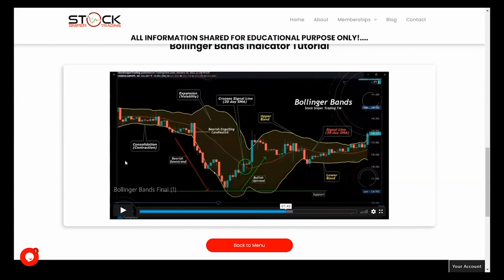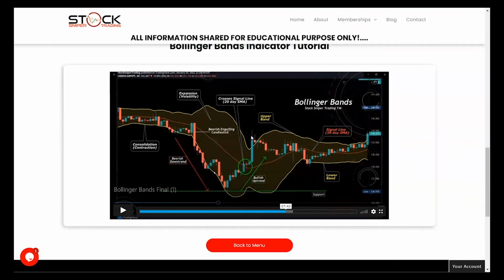Okay, so again, we have consolidation, contraction, you see it here. We have now expansion, opening up. We have a bearish downtrend coming down. Here's a support level. We have the bullish uptrend now, and we cross the signal line, the 20-day SMA. This is key right here. The first time we have now bullish volume close above the 20-day SMA signal line.